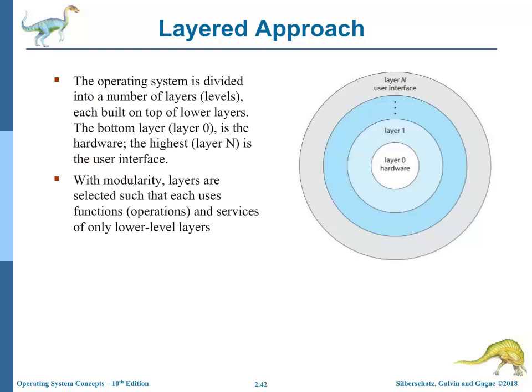An operating system layer is an implementation of an abstract object made of data and operations that can manipulate those data. A typical operating system layer, say layer M, consists of data structures and a set of functions that can be invoked by higher-level layers. Layer M, in turn, can invoke operations on lower-level layers. This approach simplifies debugging and system verification. The approach's drawback is that the speed is poor due to the overhead of requiring a user program to traverse multiple layers to obtain an operating system service.